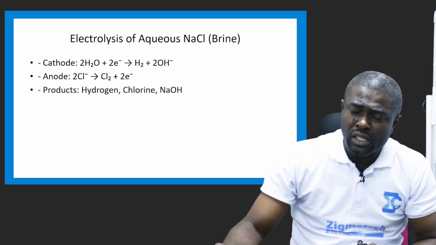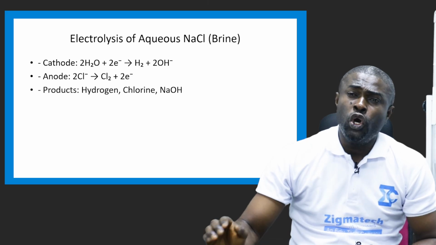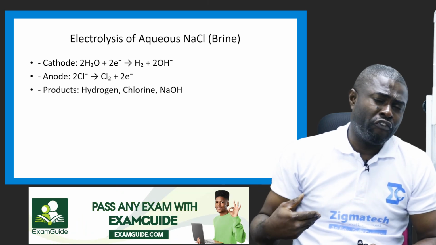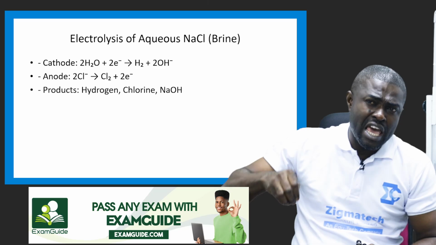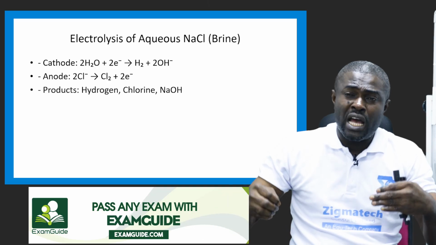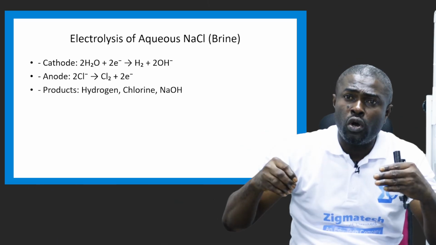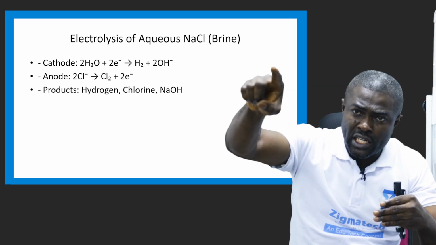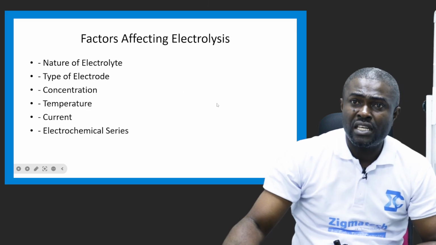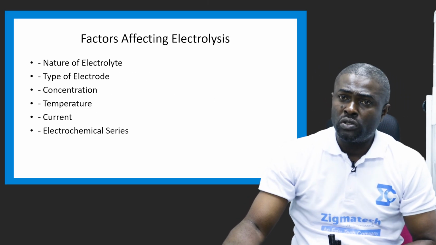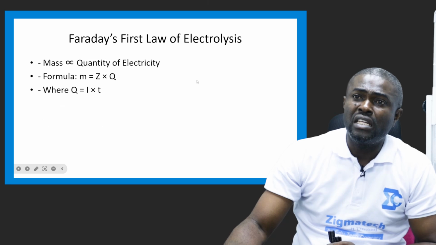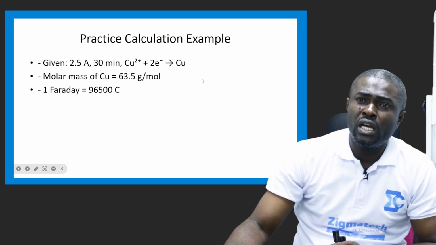We are going to mention these 3 factors, and in a subsequent class, we shall apply these 3 factors in the analysis of electrolytes in their aqueous form, because molten form has no issue, no problem. In their aqueous form, we shall be using these 3 factors to determine which one will be discharged in preference to the other. So what are these factors? Factors that affect the discharge of ions during electrolysis.